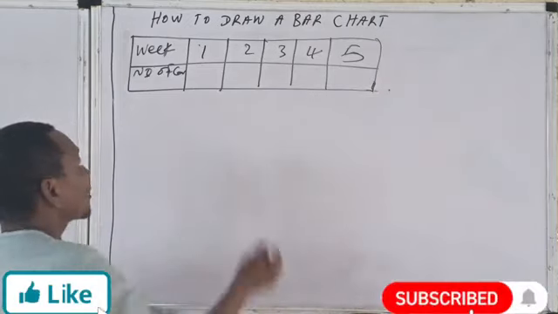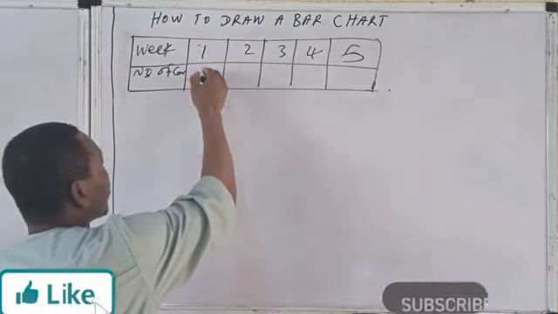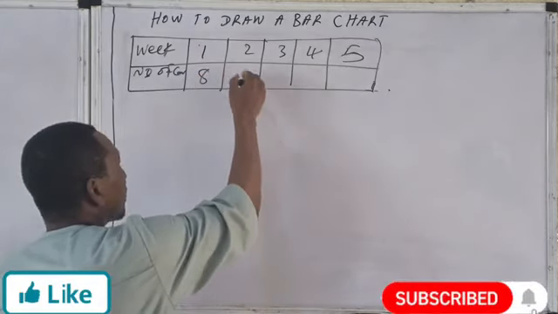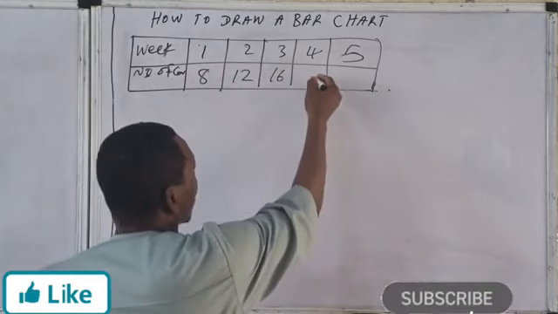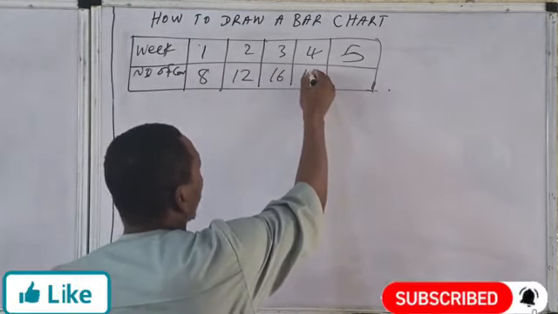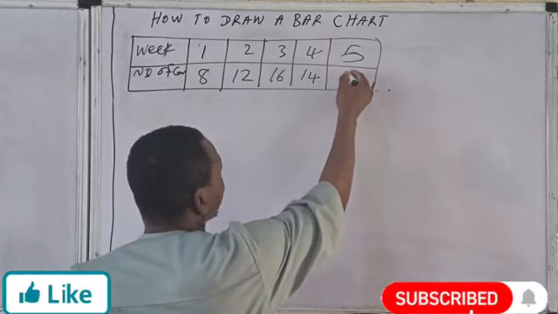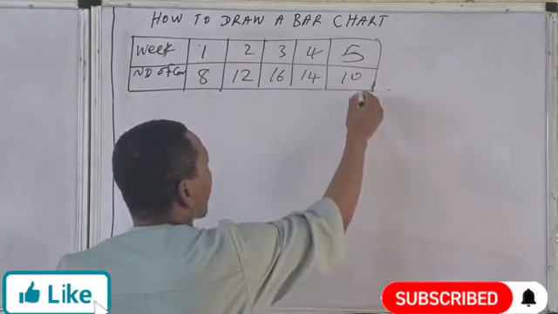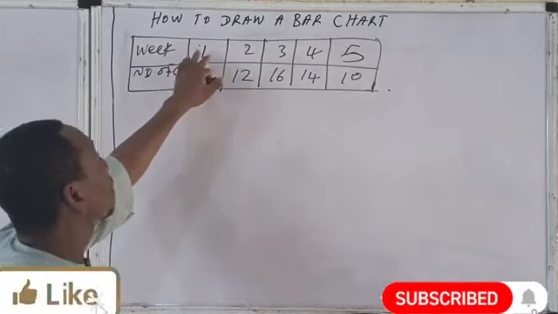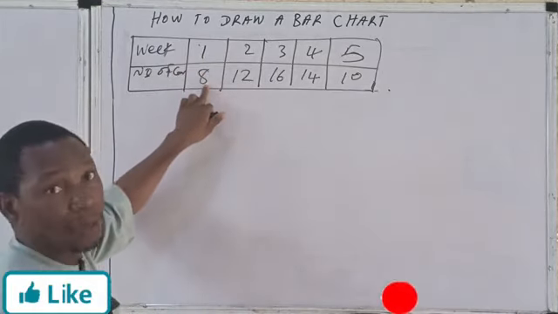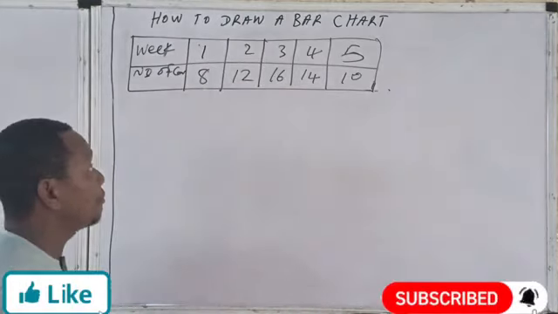So let's assume that in week 1, the number of cars that pass through is, let's say, 8. Here, let's say 12, 16, let's say 14, let's say 10. Okay, and you're asked to present this information. Now, this is week 1, the number of cars that pass through a particular road. Week 2 ahead, you're asked to represent this in a bar chart.